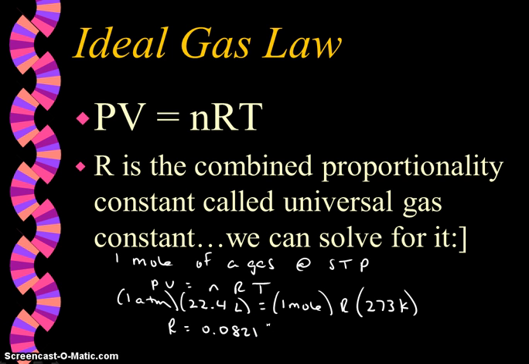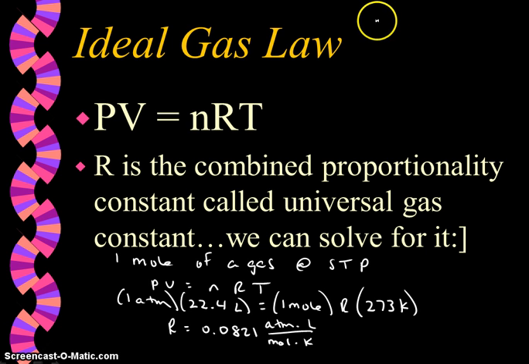0.0821. Now we're going to have a pretty complicated unit for R: atm liter per mole Kelvin. Now the R value is pressure dependent. So as long as our pressure is in atmospheres, our R value will be 0.0821. The R value will be different if our pressure units are different.